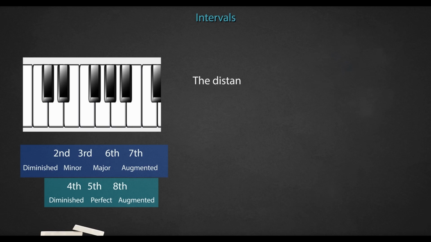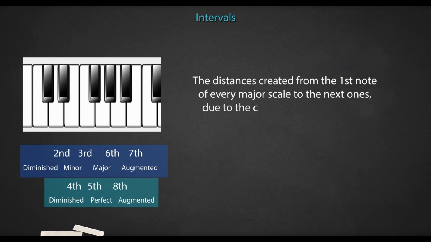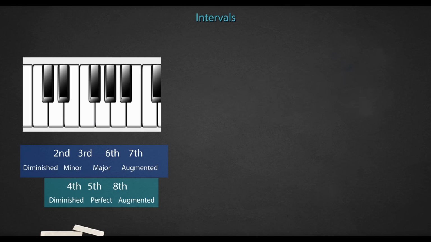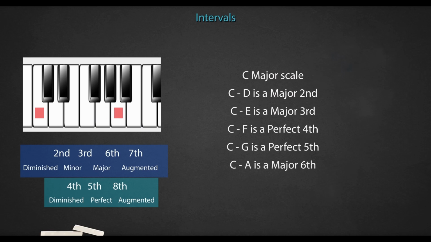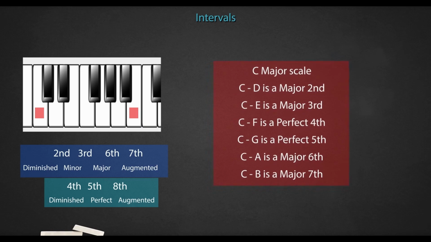The distances created from the first note of every major scale to the next ones, due to the construction of the scale, are major or perfect for fourth and fifth intervals. Let's take the easy scale we always choose, C major scale. C D is an interval of second major. C E, third major. C F, fourth perfect. C G, fifth perfect. C A, sixth major. And C B, seventh major. How do we know that? This is the construction of the major scale.